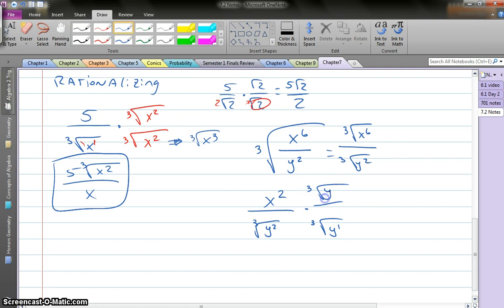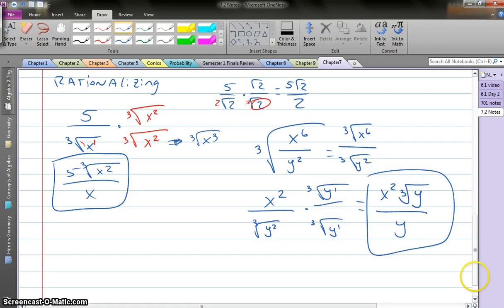And you've got to be consistent on top and bottom. So on top now I have x squared times the cubed root of y, all over. Now I have 3 y's on the bottom, so it just spits out a y. So that's rationalizing the denominator.